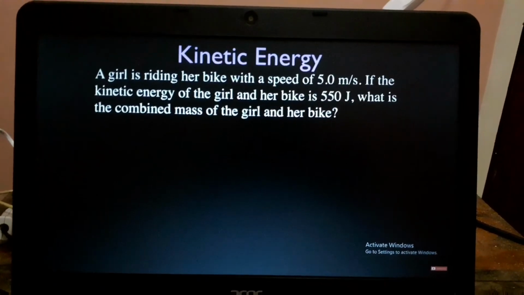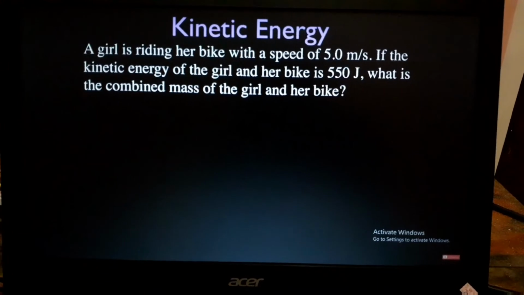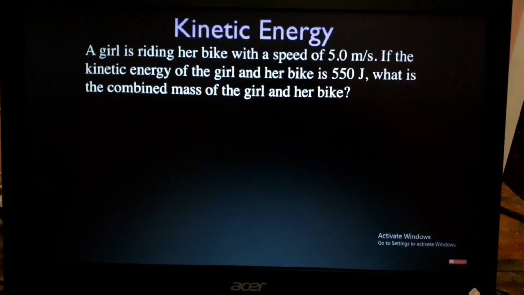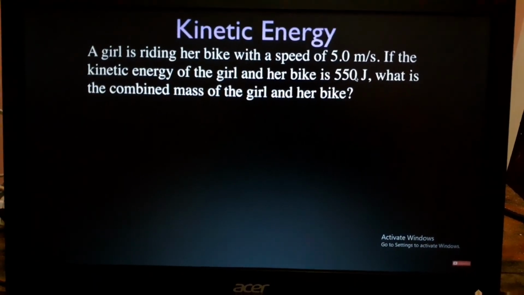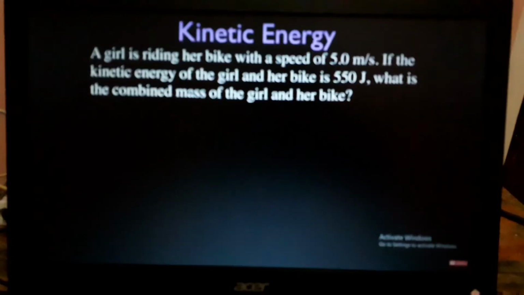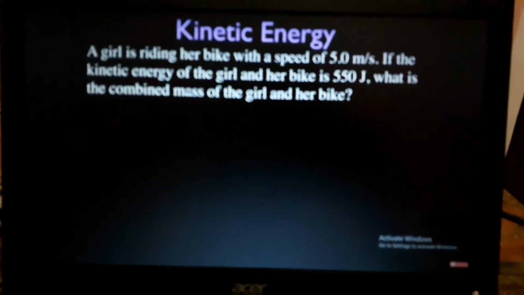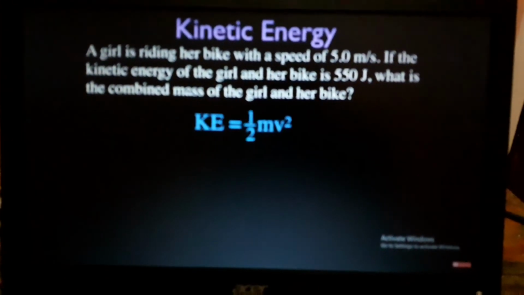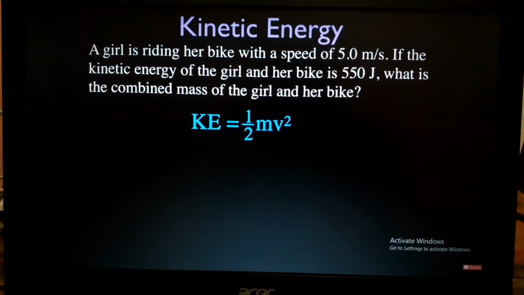Here's the next one. It's a girl. She's riding her bike, and she has a speed of 5 meters per second. And her kinetic energy, her and her bike together, they have a kinetic energy of 550 joules. And we want to know what is the mass of the girl and the bike together. Here's our equation. Now this time we want to solve for the mass.